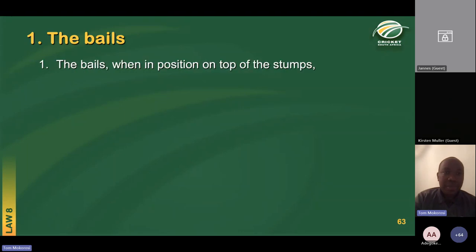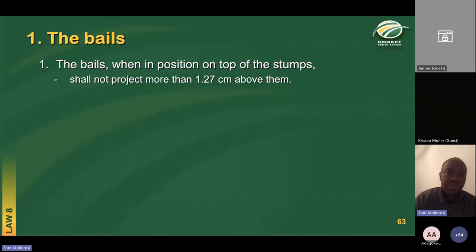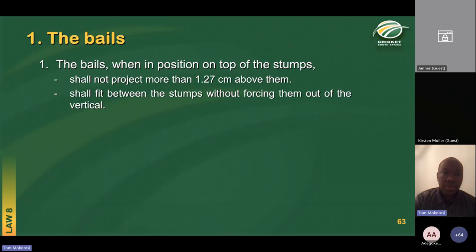Let's have a quick look at the bails. As mentioned, they sit on top of the stumps and shall not project more than 1.27 centimeters above the stumps. Now, in luminous or lime green, the bail measurements are not examined in the level one exam, just for your knowledge. As mentioned earlier, the bails shall fit between the stumps without forcing them out of the stumps' vertical positions.